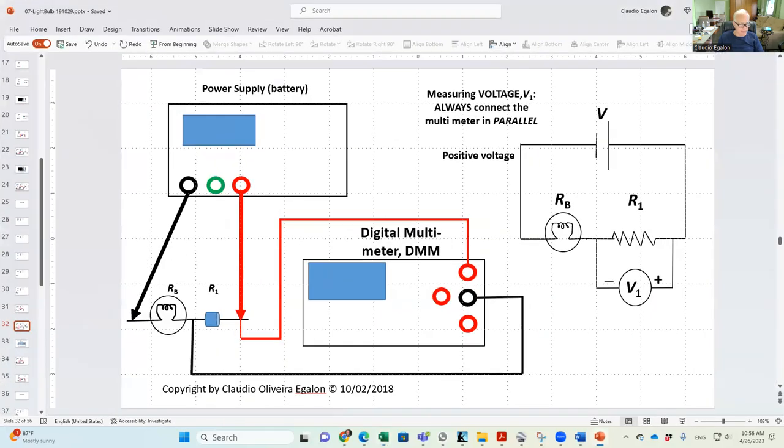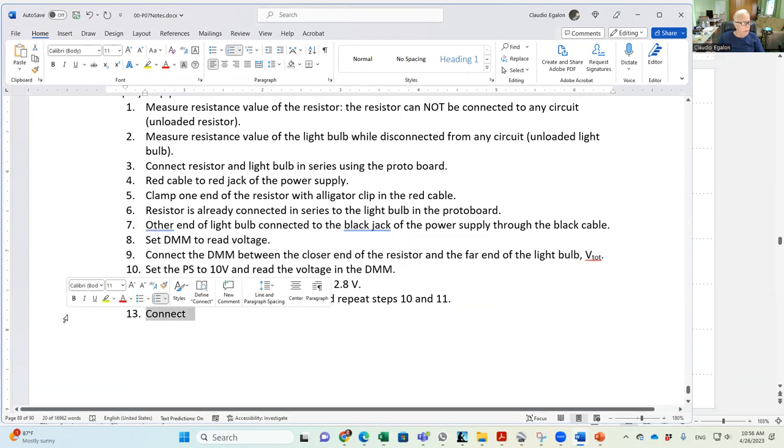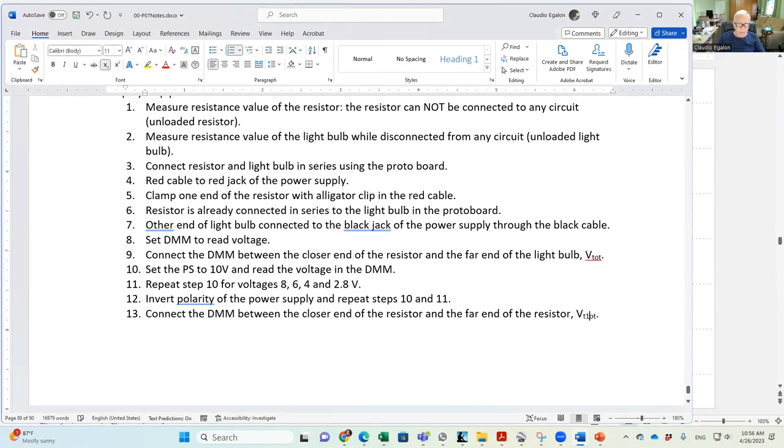Okay, repeat. Connect DMM between the closer end of the resistor and the far end of the resistor, right? This one is going to be V1. Repeat steps 10, 11, and 12.